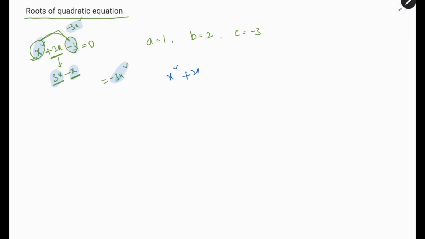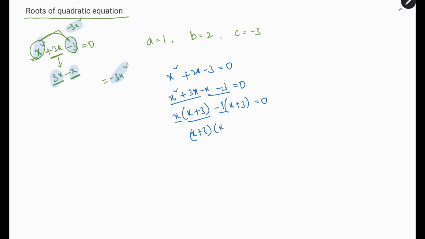x square plus 2x minus 3 equal to 0. Here I am splitting 2x in the form of 3x minus x, minus 3 equal to 0. Here I am taking x common in these two terms, x into x plus 3. Here minus 1 common in these two terms, minus 1 into x plus 3 equal to 0. Here x plus 3 into x minus 1 equal to 0.